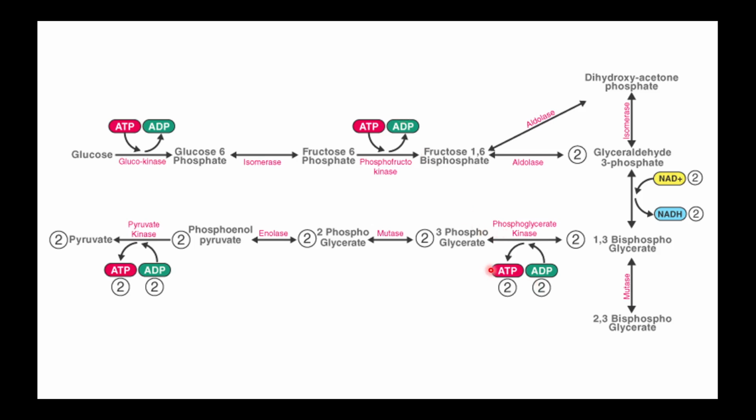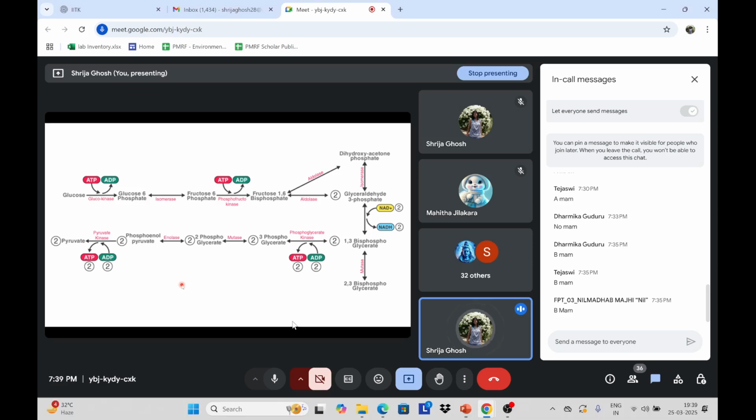In these two steps, you can see the opposite is happening. From 1,3 biphosphoglycerate, you are getting 3 phosphoglycerate. One phosphate is given by 1,3 biphosphoglycerate to ADP to form ATP. And here also, phosphoenol pyruvate is giving one phosphate to ADP to form ATP, and in turn it is getting dephosphorylated to form pyruvate. I hope that's clear to everybody.